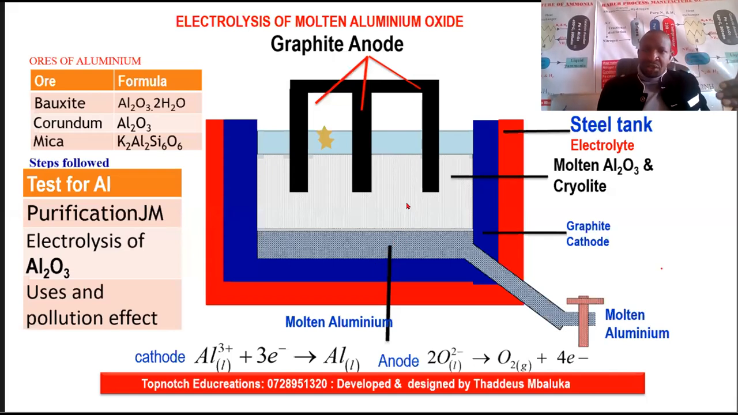Somebody has asked about oxygen. When the oxygen goes to the anode, it will react with the carbon anode at high temperature to form carbon (IV) oxide. So the anode has to be replaced from time to time.